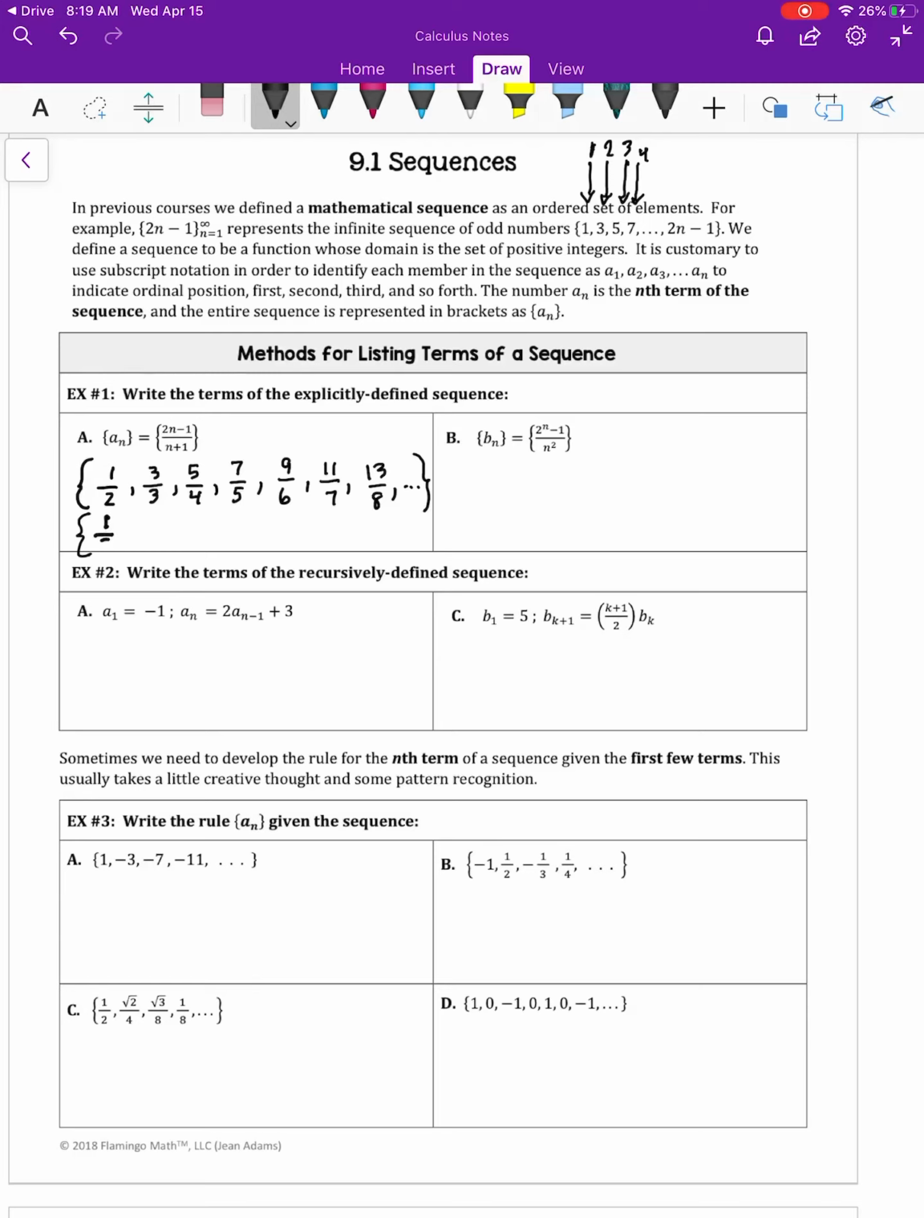But if you wanted me to tell you how to get, in terms of n, what this sequence was, and I gave it to you like this. And again, this is what I normally would have you write.